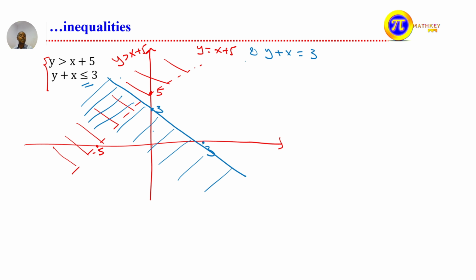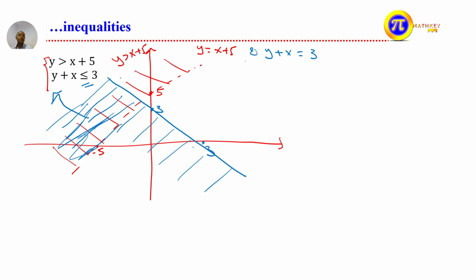So we take the one which is common for both. That means the overlapped region or the intersection of them. This is the region which is common for both. This is the common region that satisfies both inequalities. So this is the feasible region, the region that satisfies both y greater than x plus 5 and y plus x less than or equals 3. Yes, here is the region.